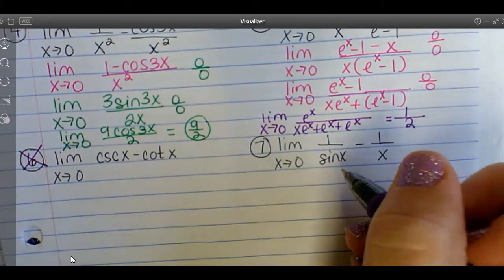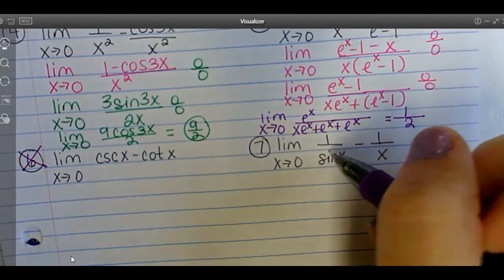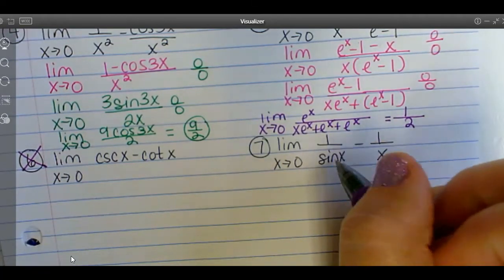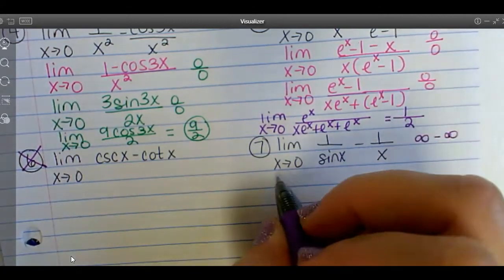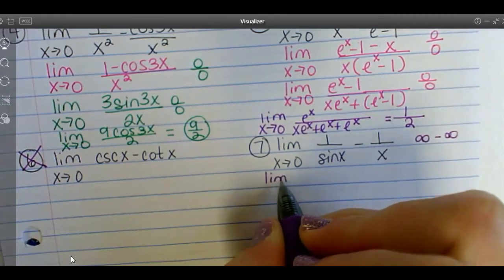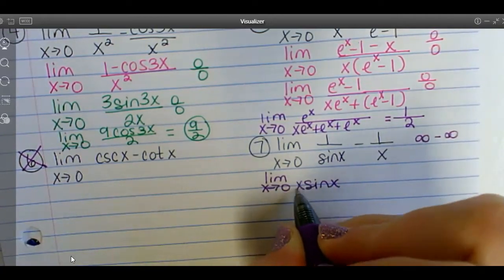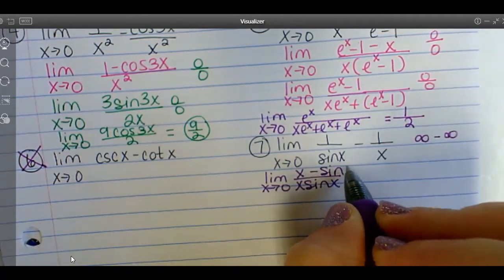So if we plug in 0, I don't even know what 1 over sine of 0. I was thinking infinity. That was not right. Sine of 0 is 0, so 1 over 0 is infinity. 1 over 0 again, so I know I need to get a common denominator, which is x times sine x. So the top, I'm going to multiply that one by x and this one by sine x.